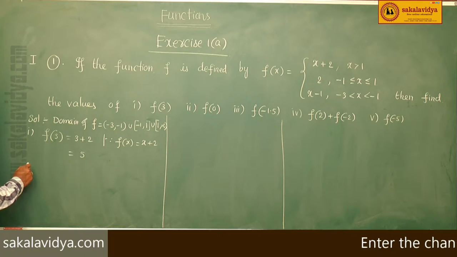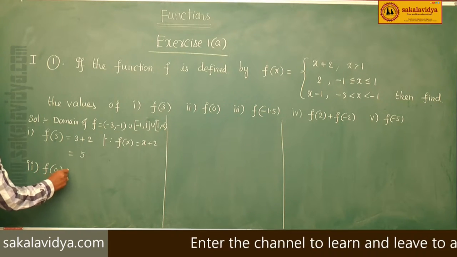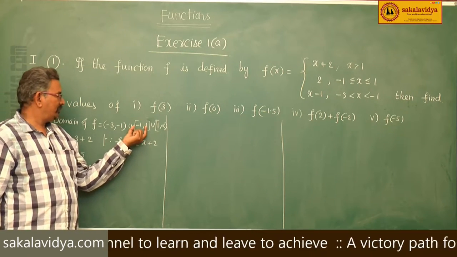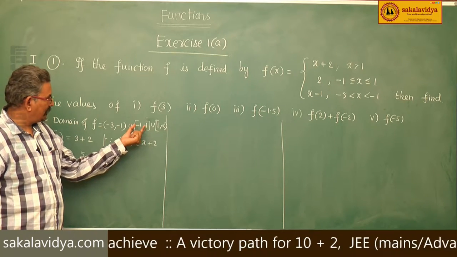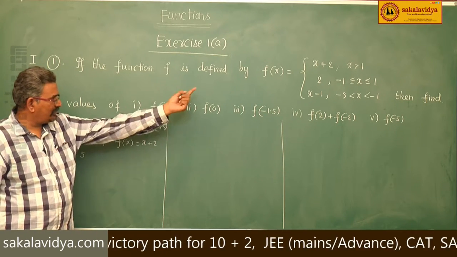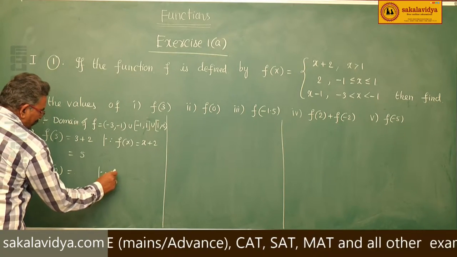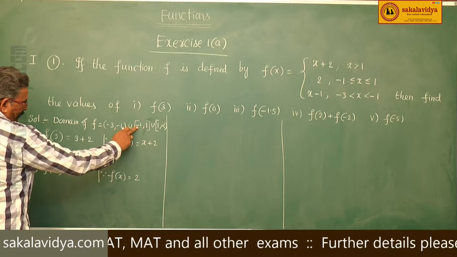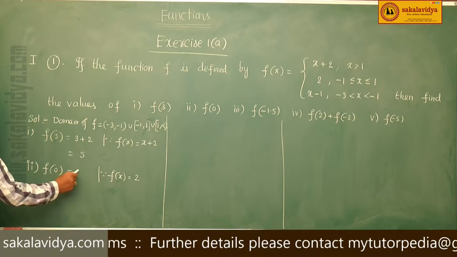Let us go to the second sub problem, f of 0. Where does 0 come? The 0 lies in between minus 1 and 1. So whenever x is between minus 1 and 1, the function is 2, that is a constant function. For all values which lie between minus 1 and 1, f of x takes 2 only. So that means f of 0 is also 2.